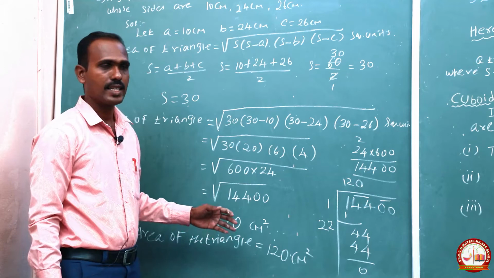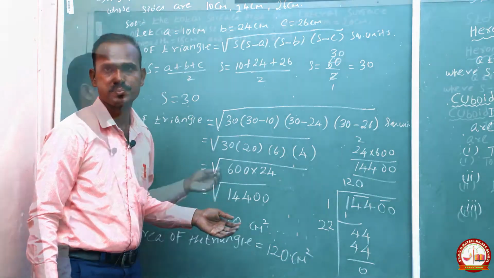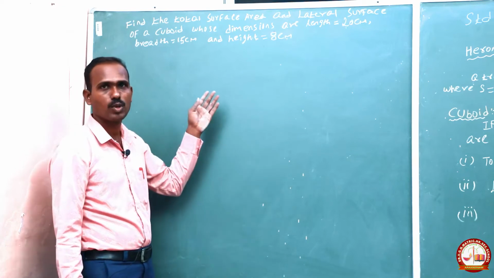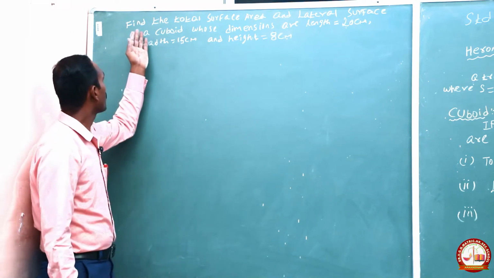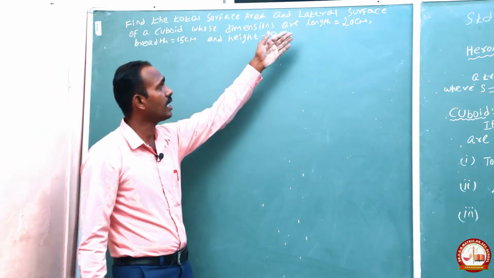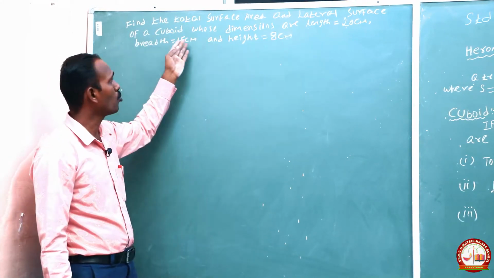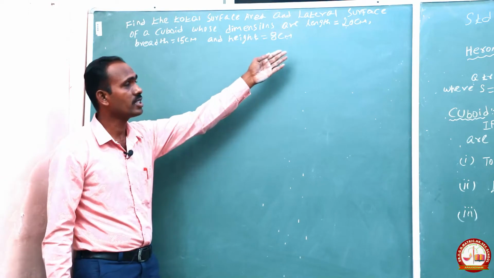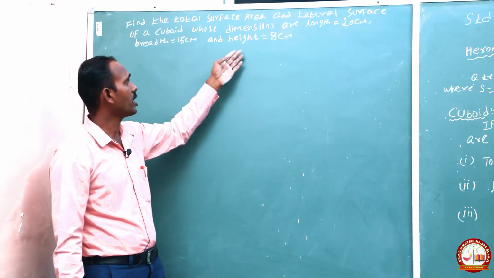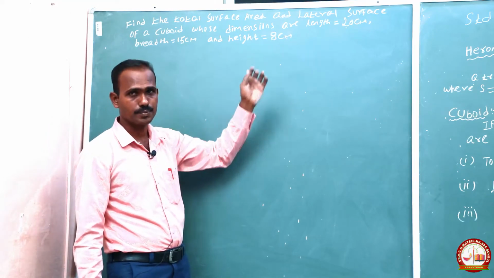We see the next sum, we see the cuboid. Using cuboid formulas we see the one sum. Here the sum is given. What is the question? Find the total surface area and lateral surface area of cuboid whose dimensions are length equal to 20 centimeter, breadth equal to 15 centimeter, and height equal to 8 centimeter, okay.